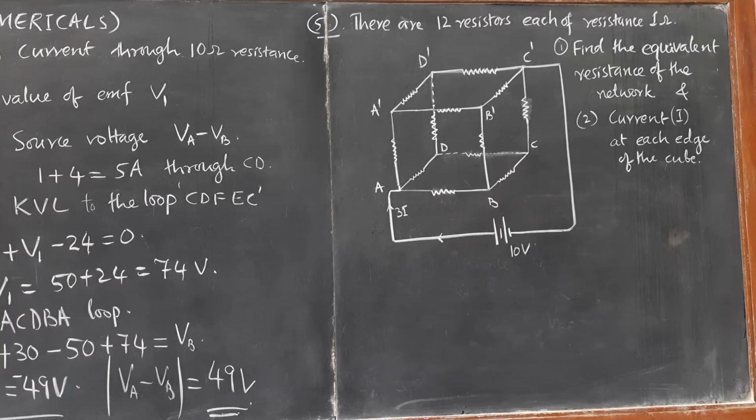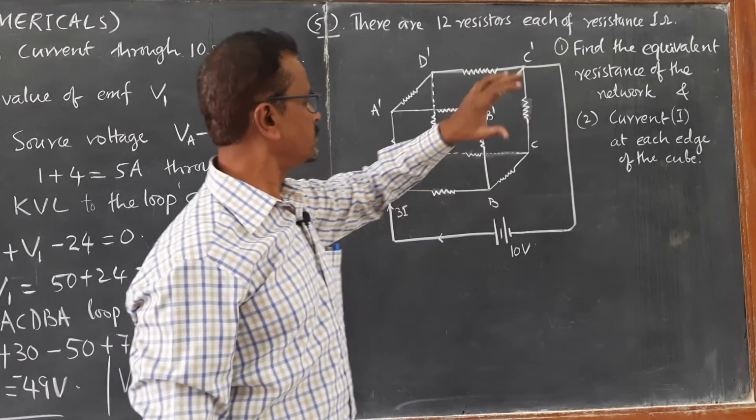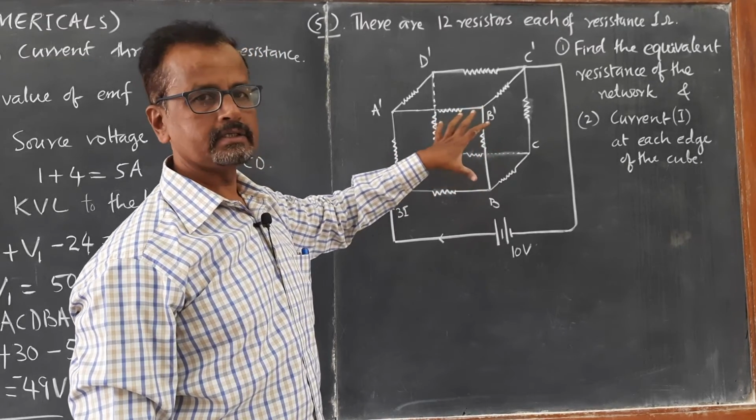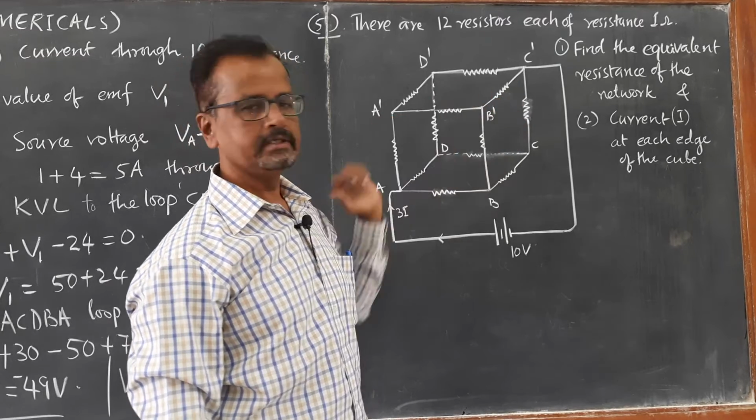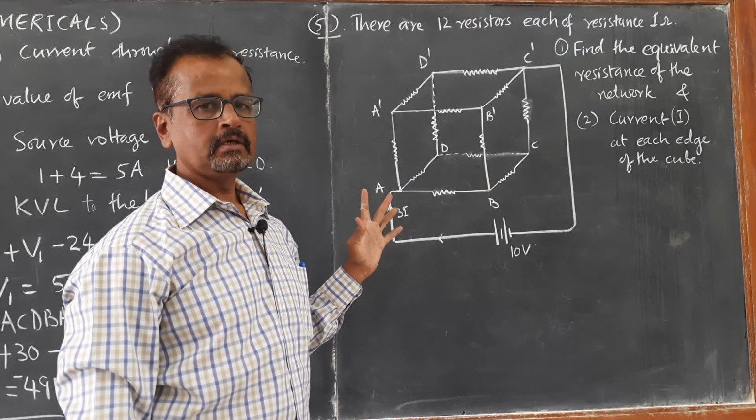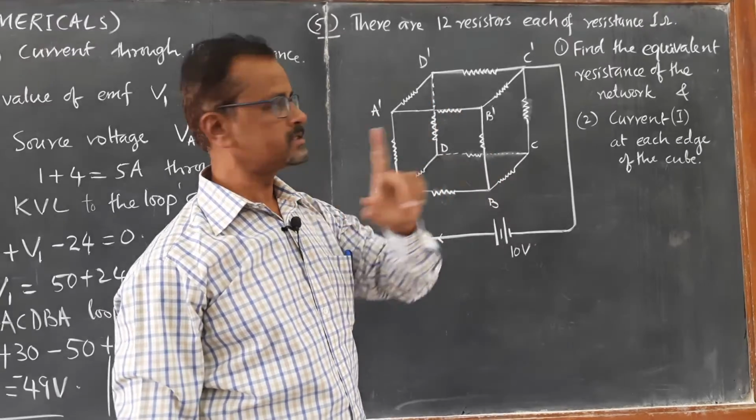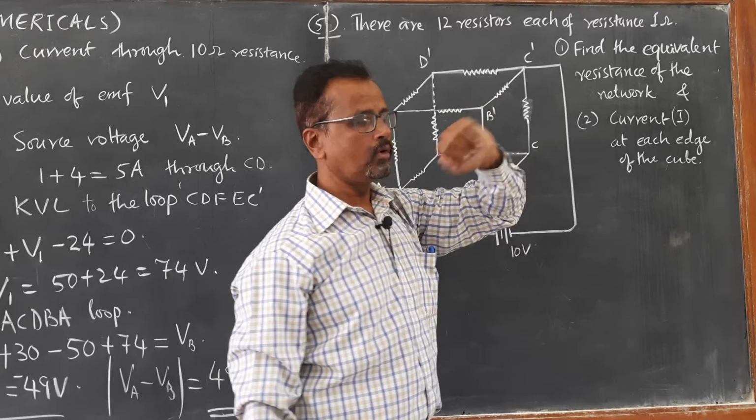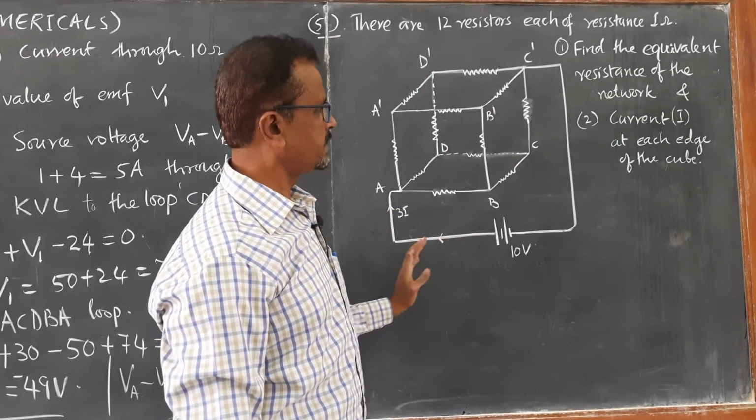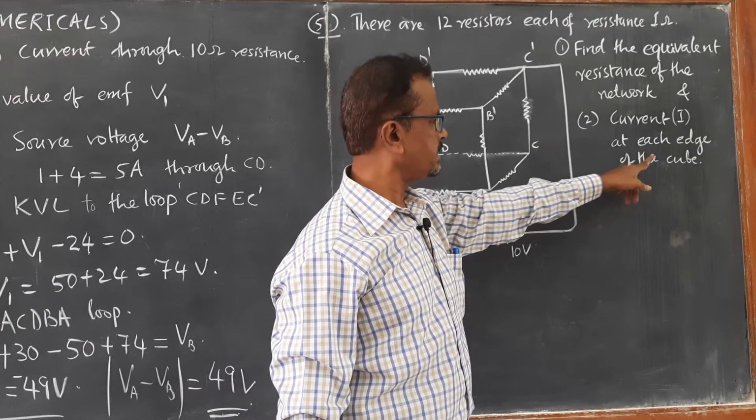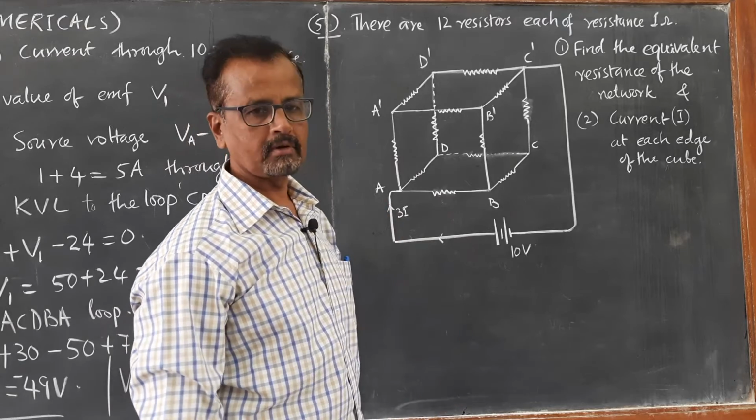Now look at this interesting problem. There are 12 resistors, each of resistance 1 ohm, taken in this cubical structure. This is a cube consisting of resistors on each of its edges, each of value 1 ohm. First, find the equivalent resistance of the network. Second, what is the current at each edge of the cube? This is the problem that is given.